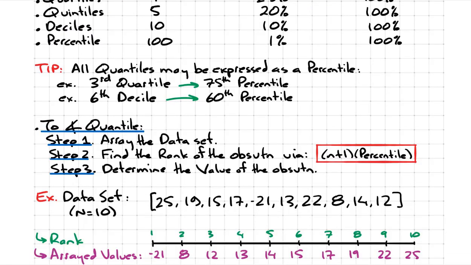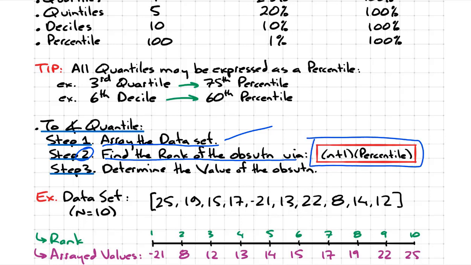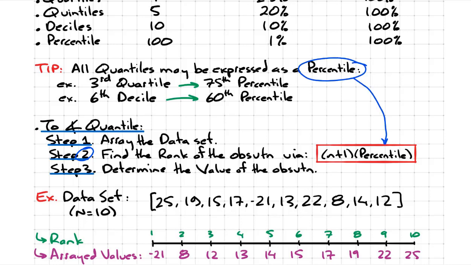So first of all, to calculate the quantile, the first thing we need to do is array the data set. That's when you need quantiles, to organize data. So the first thing we're going to do is arrange the data in order. Then step 2, we're going to find the rank of the observation using the following framework. It's really just n plus 1, the number of observations plus 1, times the percentile. And that's the tip that I was referring to. We're going to express everything in terms of percentiles. And once we've identified the rank of that particular quantile, then we can determine what its value is.